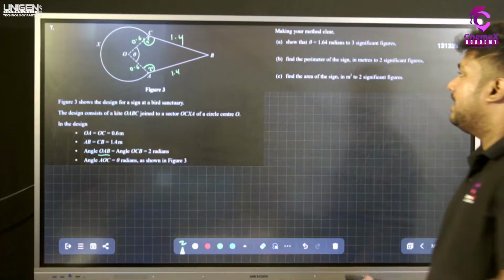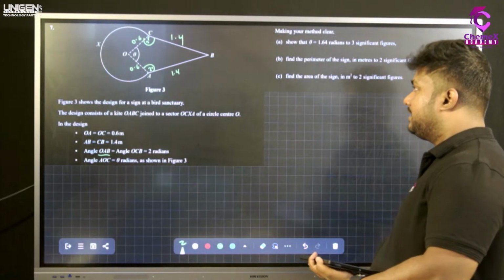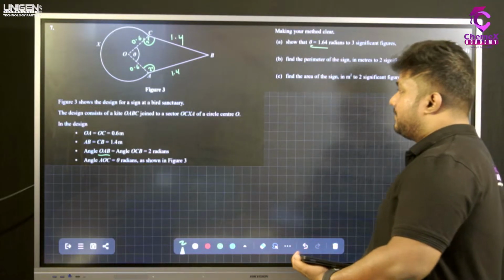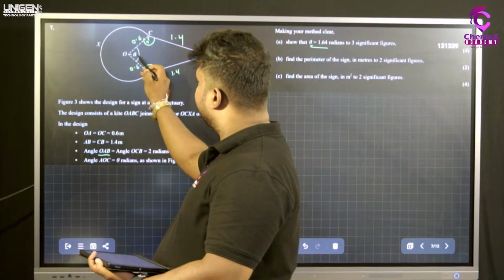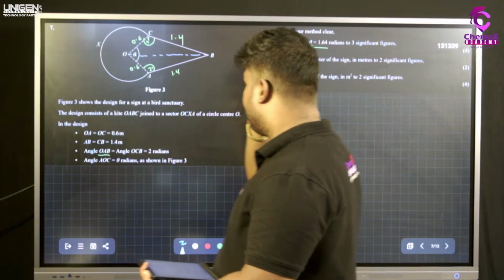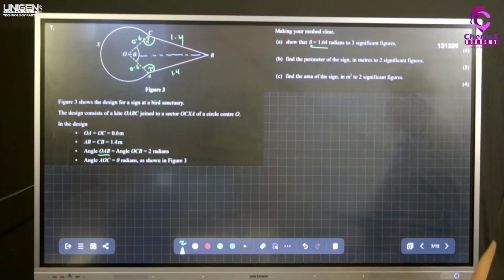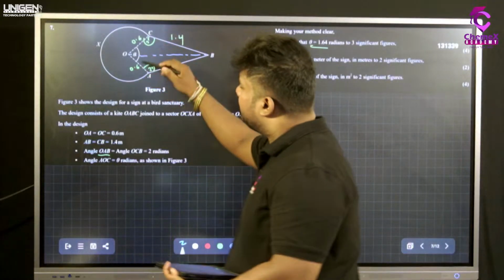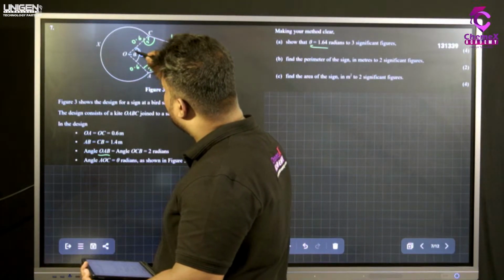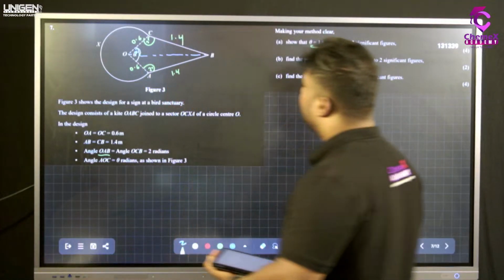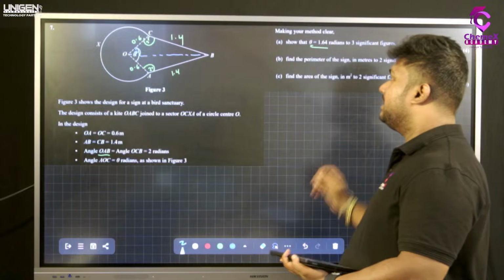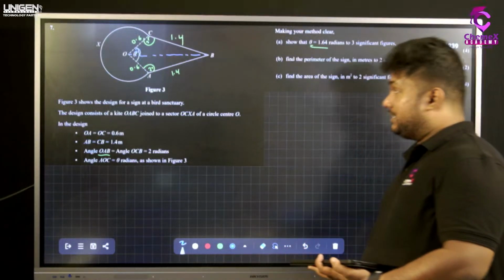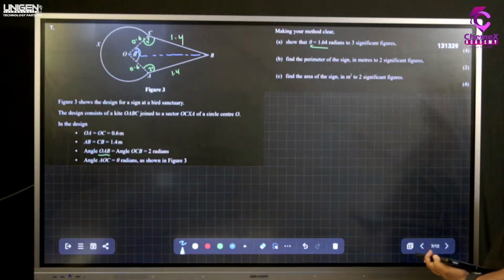Okay. How do you find that? Part A, show that theta is 1.64. Then what rule are you going to use to find it? Since they are congruent, if we find this small angle and multiply it by 2, let's call it x. But what mode are you in if you are doing this? Red mode. Yes. How do you do it? Any idea? Can you use the sine rule?